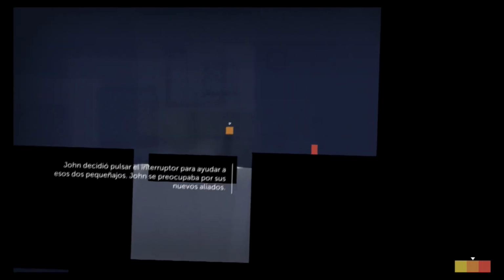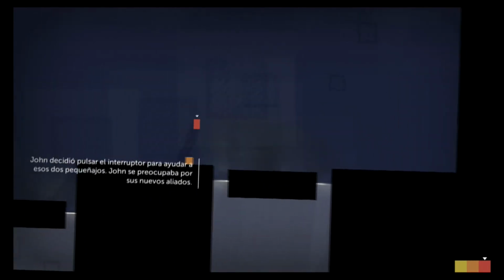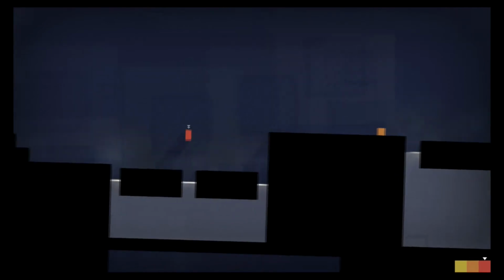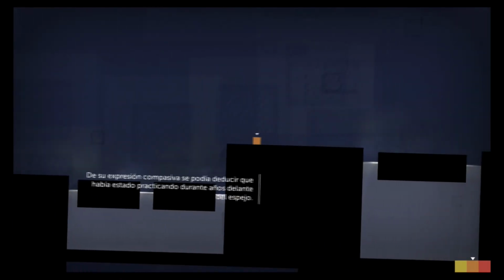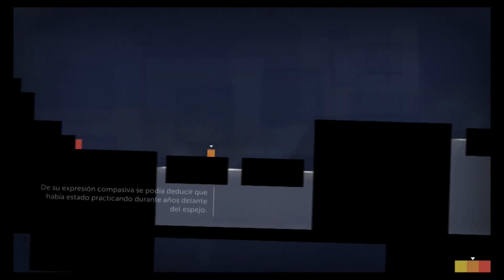John decided to press the switch to let the little dots catch up with him. John cared for his new allies. You could tell from the sympathetic expression he'd practiced in the mirror all these years.